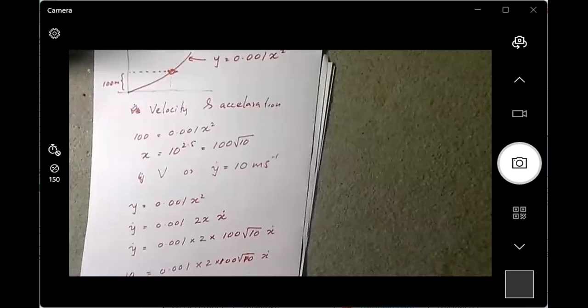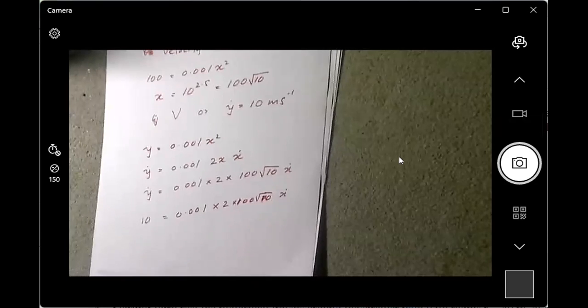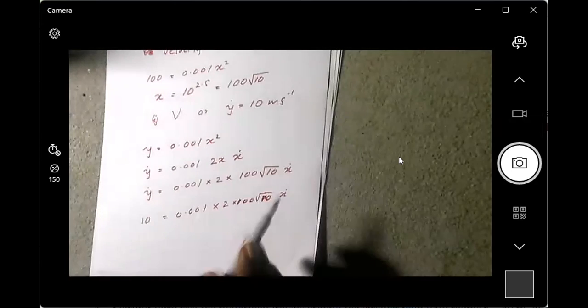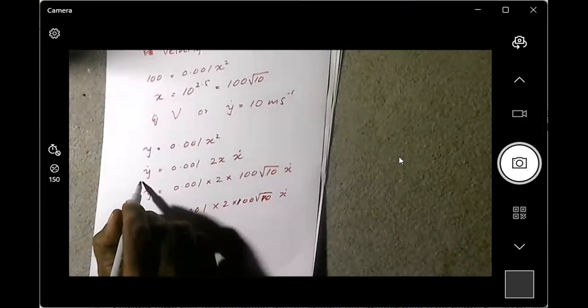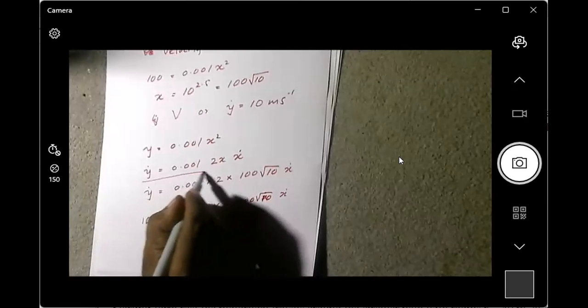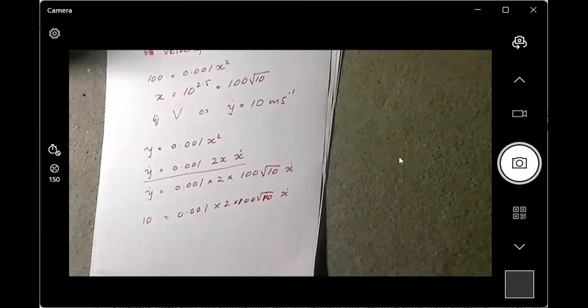Now simplify this and find the value of x dot. And the next step, you need to find the acceleration. So we have y dot and x dot, that is all we have as the velocity components. What about the acceleration? How are we going to do that one? You can't do it separately, but you can differentiate this equation again with respect to time.